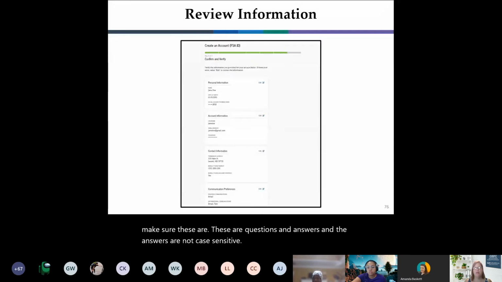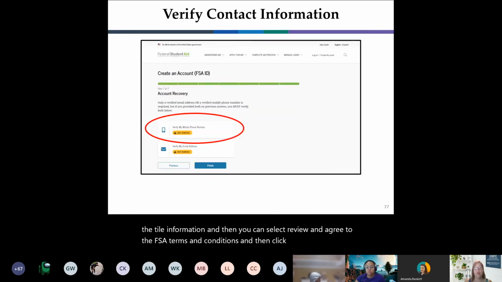So then review and confirm the information, and make sure, again, your Social Security number is correct. If you need to make any changes, click the edit button in the title information, and then you can select review and agree to the FSA terms and conditions, and then click Continue. And we're almost done.